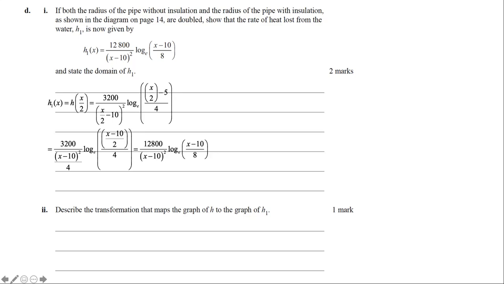h has domain 10 to 50. If you are dilating the function by a factor of 2 from the y-axis, only the x values will be affected. So your new domain will be doubling the endpoints, which is 20 to 100. And you want to describe the transformation that maps the graph of h to the graph of h1. That is dilation by a factor of 2 from the y-axis.